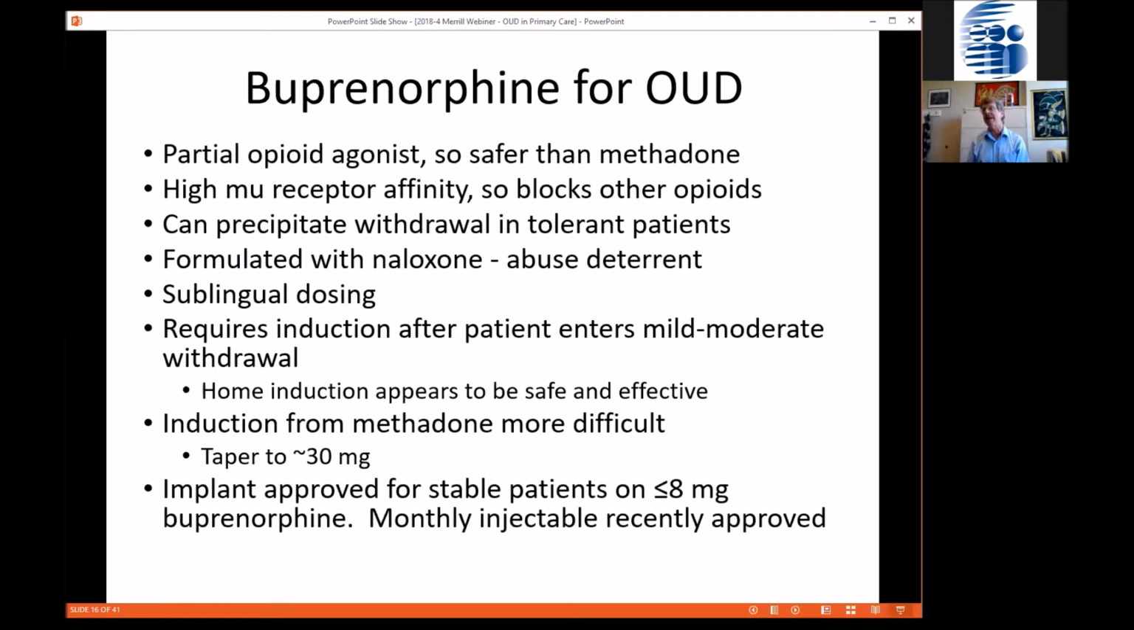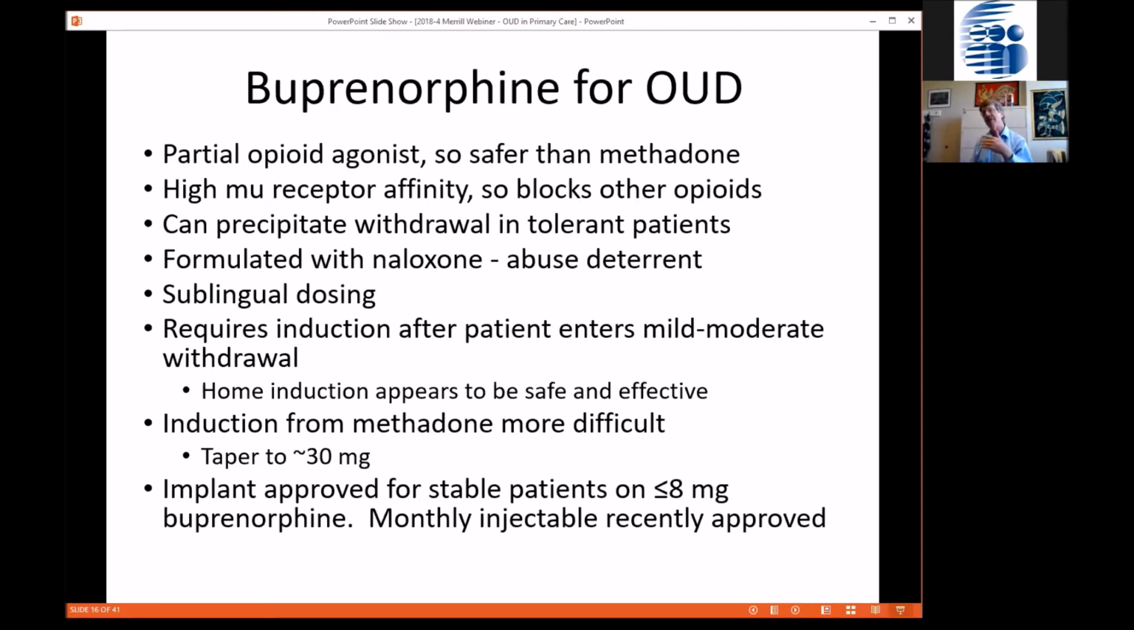So it's formulated with naloxone. There's a lot of confusion about this. Naloxone is not active when you take buprenorphine as prescribed, which is under the tongue. The naloxone isn't even absorbed, just the buprenorphine. But the buprenorphine is what blocks other opioids because of its high receptor affinity.